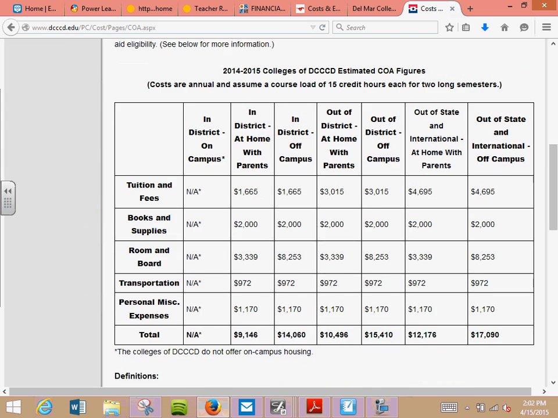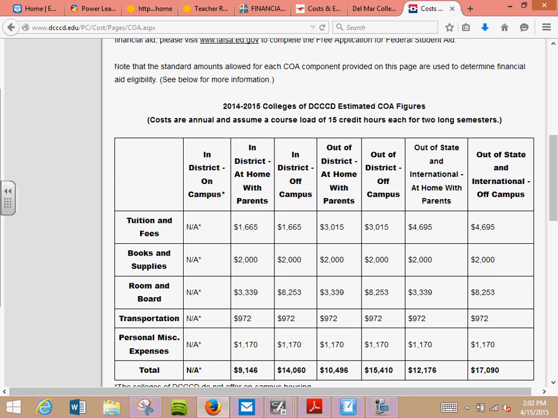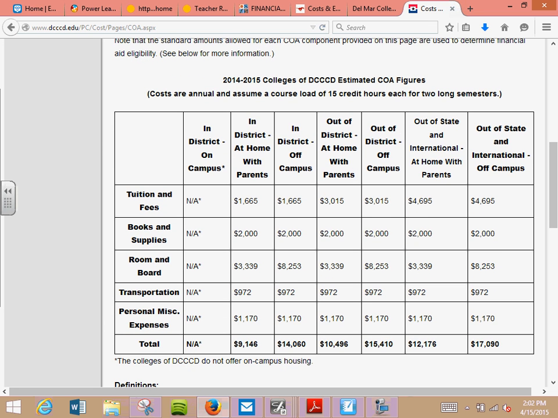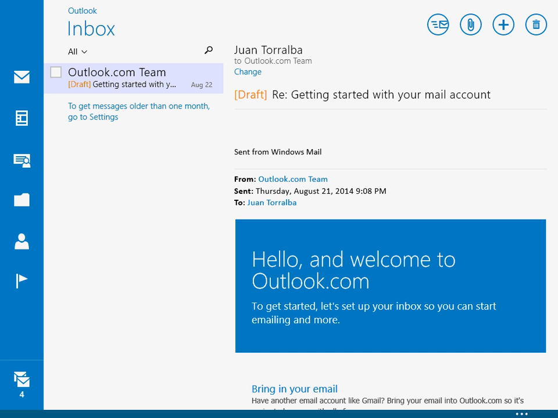Here it goes. In district, on campus. So it says on campus because that means that you live on campus. But this is a community college. They don't have dorms, so you always live at home.